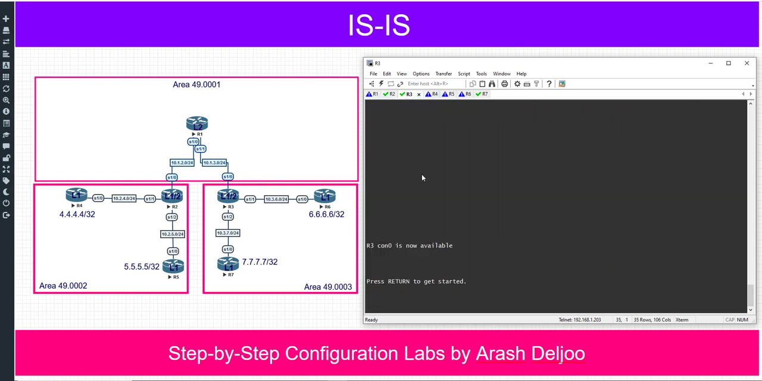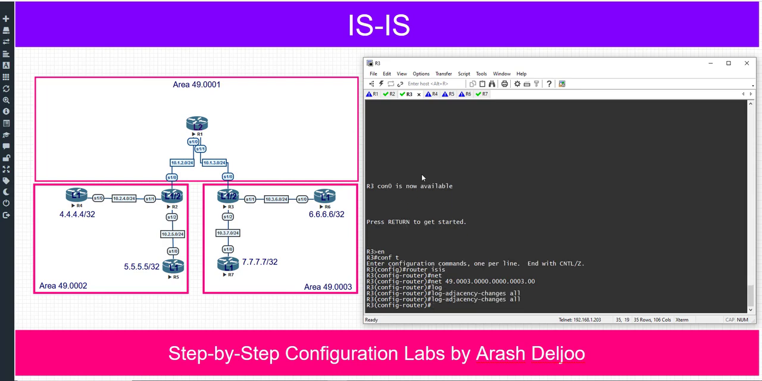In router 3, we start with configure terminal, then router ISIS. The net address is 49.0.0.0, for example 3, then quad 0, 0.0.0.0.3.0.0. That's it. The IS type is level 1-2 by default. It is not important to configure it, so here I'm not going to configure it. After that, log adjacency change all.